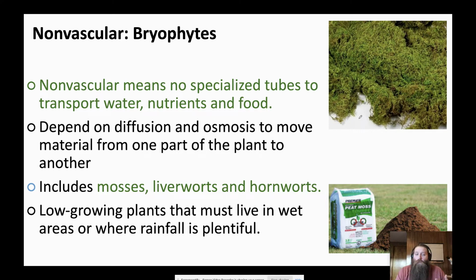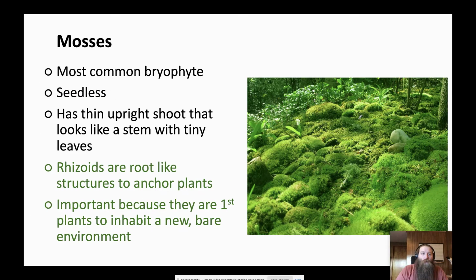Now, your mosses, your liverworts, your hornworts, these are all bryophytes. And usually they are low-growing plants. That means they're not real tall, and they live in wet areas. Now, our mosses are the most common bryophytes. Remember, bryophyte means non-vascular. Mosses are seedless plants. They have this little thin upright shoot that looks like a stem, has little tiny leaves on it, and that's the main body of the moss. Now, they do have root-like structures that are called rhizoids, and they are important because mosses are usually the first plant that will come back to inhabit a new environment. So if there's a big forest fire and everything dies, mosses are probably going to be one of the first things to come back.